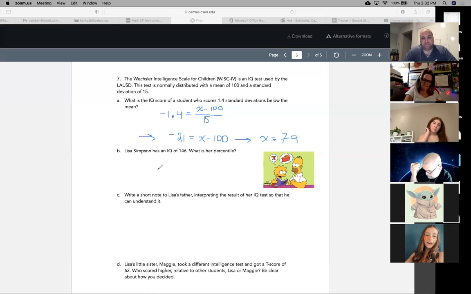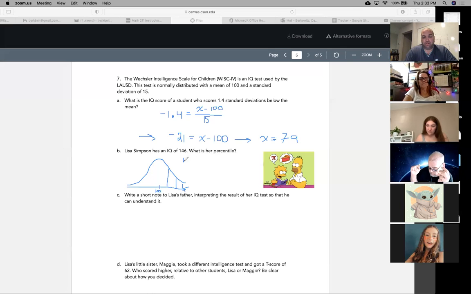Now, Lisa Simpson has an IQ of 146. She is reasonably intelligent. What is her percentile? So if I look at my normal distribution, the center is 100, and the standard deviation is 15. So that's 115. That's 130. That's 145. So she lands right here past 145. That's more than 3 deviations up. That's pretty intelligent. So what is her percentile?